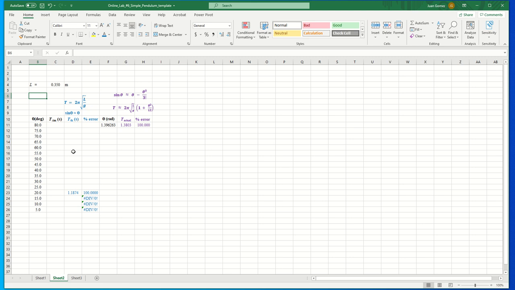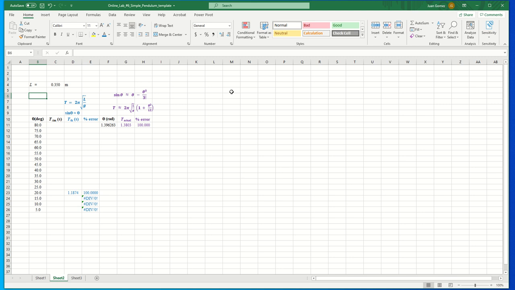Again, the blue column is the theoretical period based on the small angle approximation. The purple is the theoretical period where you're not restricting yourselves to the small angle approximation, using the power series expansion for sine theta, keeping the first two terms. You don't need to know the details, but you derive a formula for T. T is approximately equal to 2 pi root L over G, 1 plus theta squared over 12.